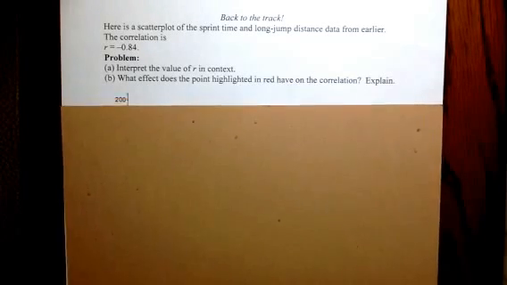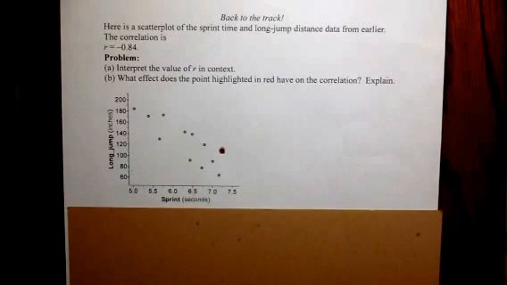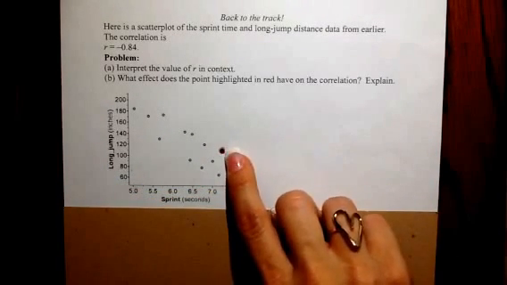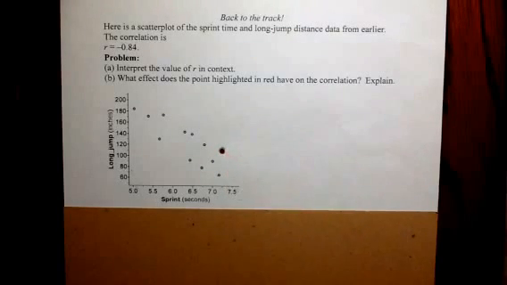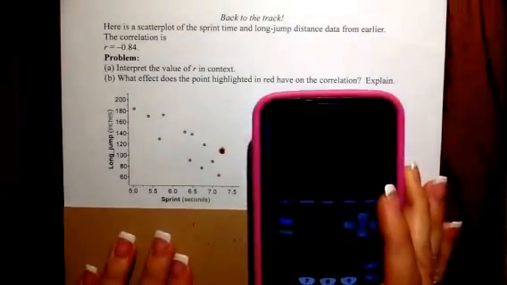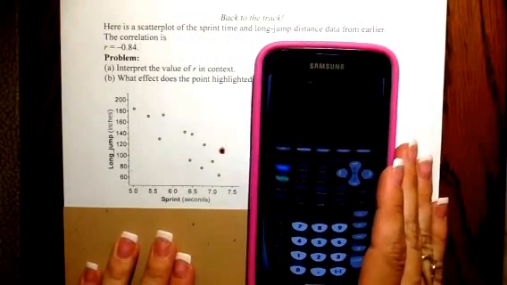Now this is just the same data that we looked at before. Same scatter plot we've been working with. I know that doesn't come through so clearly on the screen, but that is our red value that they are referring to. So first, before I go through interpreting R, I want to make sure you know how to do that in the calculator.